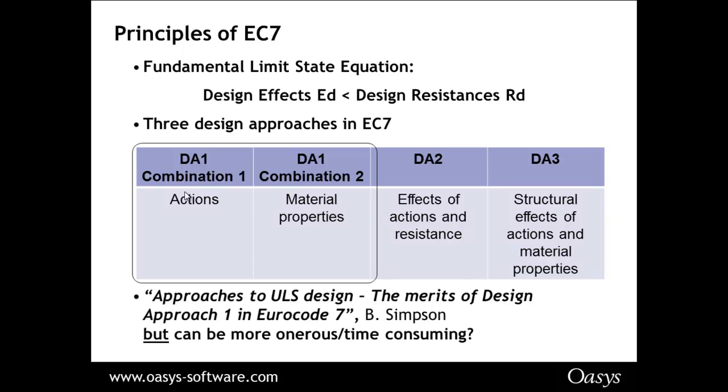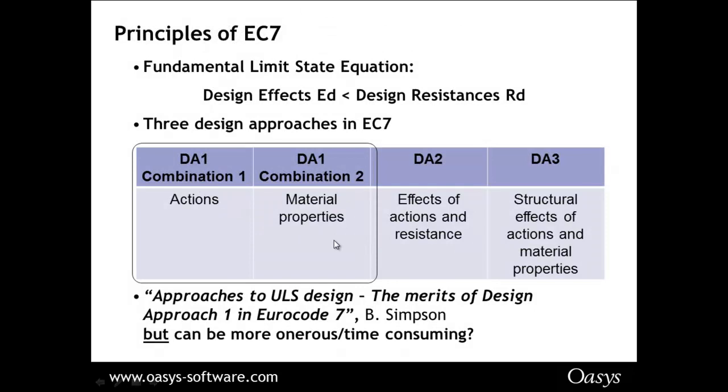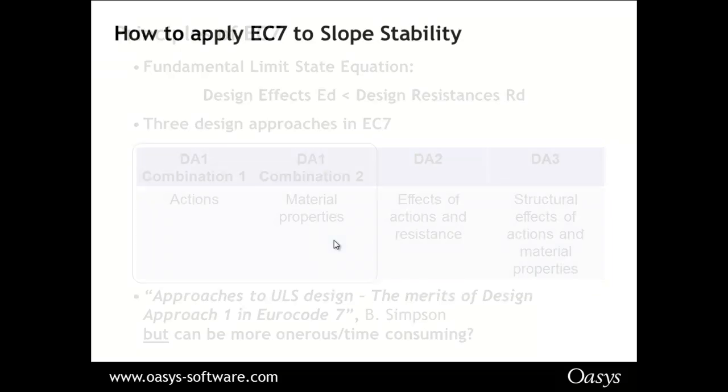There is a discussion with regards to which is best, and I suggest you have a look at approach to ULS design, the merits of design approach 1, because it shows that there are some benefits of using it, but it can be more onerous because you've got 2 combinations. And this is how something like Slope makes partial factor analysis so easy, because it's just a click of a button instead of having to go through and factor everything. So combination 1 looks at factoring the actions, and combination 2 looks at factoring the materials. So generally, in a slope stability problem, unless you've got significant actions, you might find that, for example, combination 2 is probably going to be more onerous.